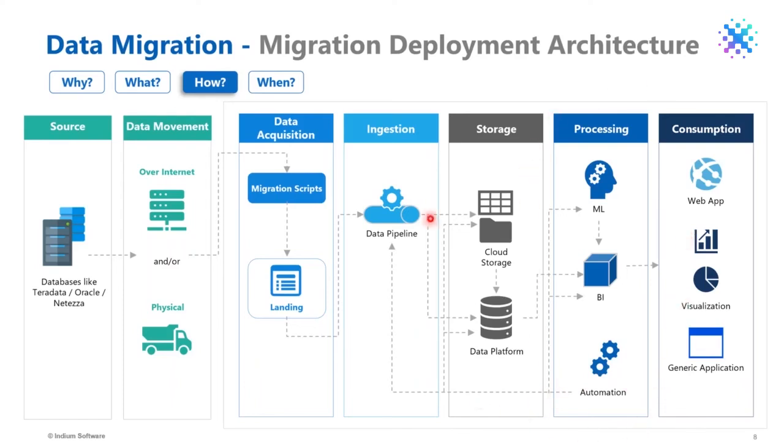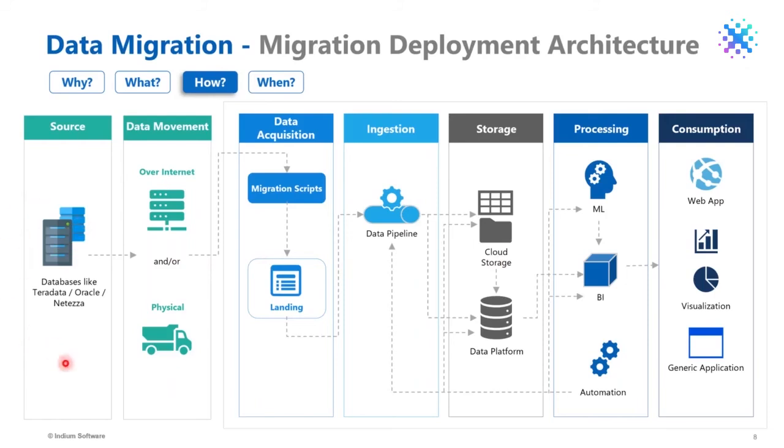Once the data is moved, it is made available in a landing area in your migrated area on the cloud. You could specify a landing area for the data to reside in before you run the ingestion. Now these migration scripts will need to be built in order to copy over or pull the data from your data sources through the internet, or upload the data that is available after physical movement.